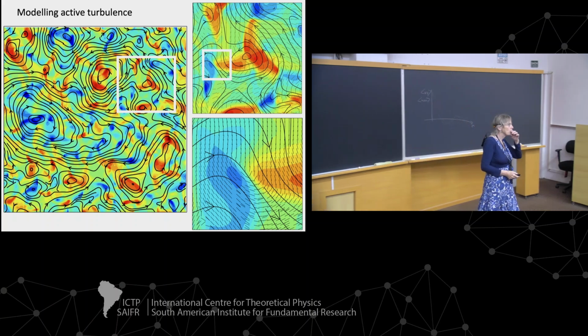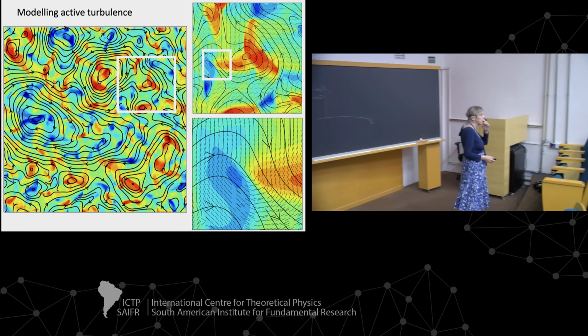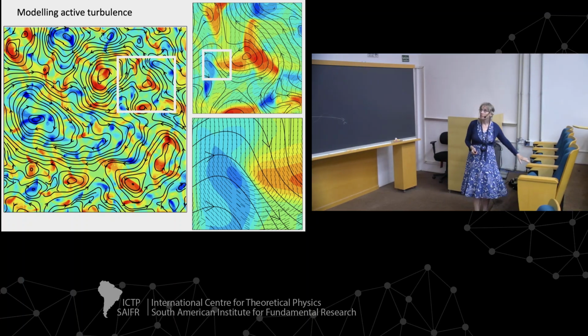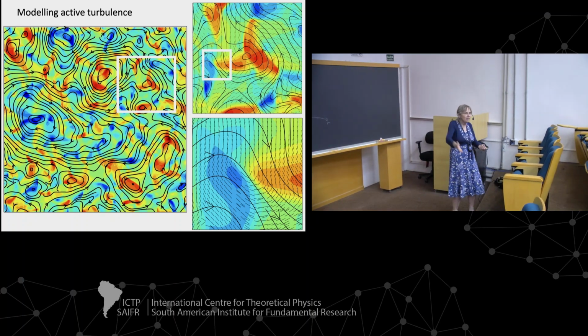Yeah. So these flow fields, the red part is where it's going like that, and the blue is going like that. But you computed this from the flow fields, yeah. So these flow fields, are they faster than the self-propulsion? Oh, that's a good point.